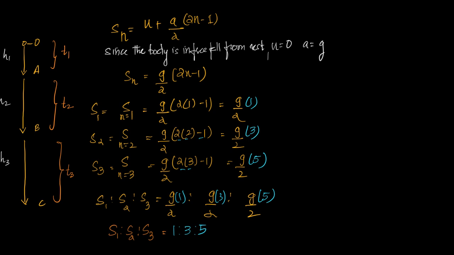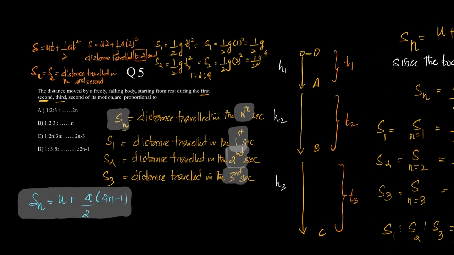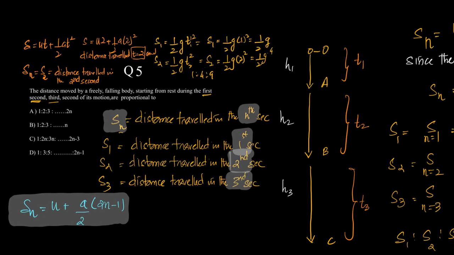Now, so this is S1. Now, what is Sn? Sn is g by 2 into, so this actually proceeds like this. It goes on up till g by 2 into 2n minus 1. So, when we cancel out g by 2 from the entire ratios, what is left at the last ratio? It is 2n minus 1, which makes the final answer 1 is to 3 is to 5, etc., up to 2n minus 1, thus making the correct answer option D.